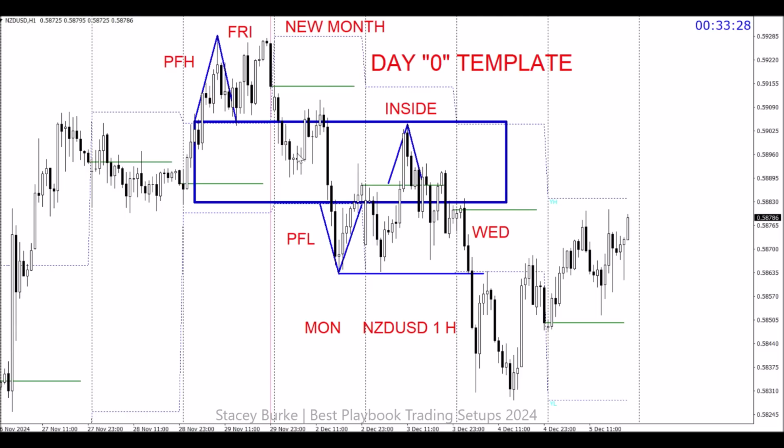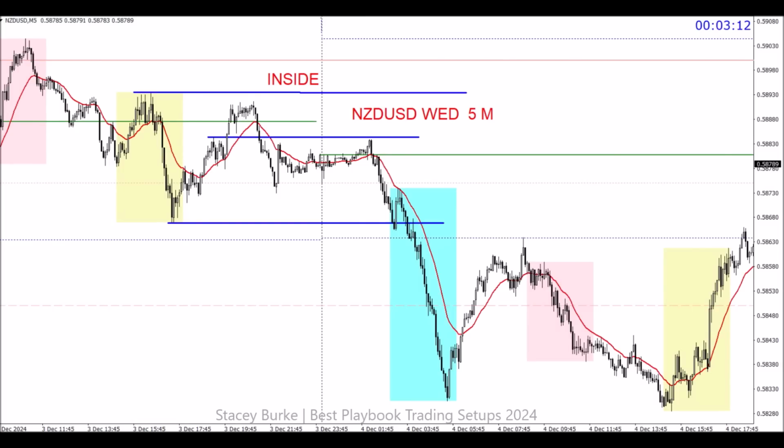Peak formation high, peak formation low, consolidation. When we come to our screen in the Asian session, New Zealand dollar heavily traded in the Asian session, this is on our watch list as a potential candidate. Day 3, we can look for explosive parabolic range expansion trend trades or parabolic reversal trades.